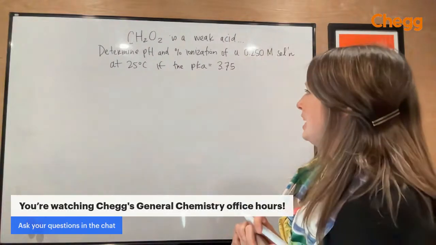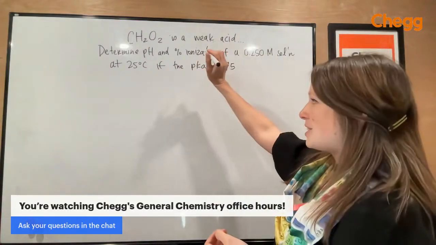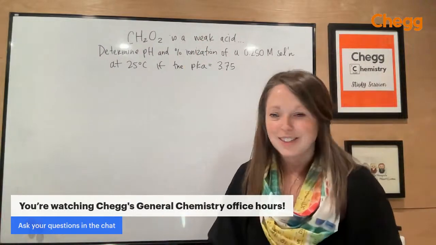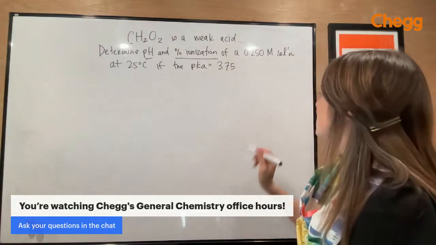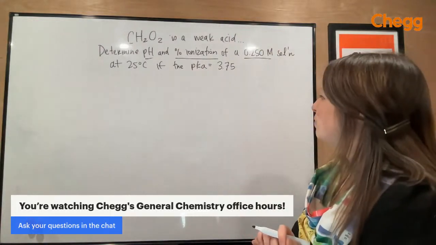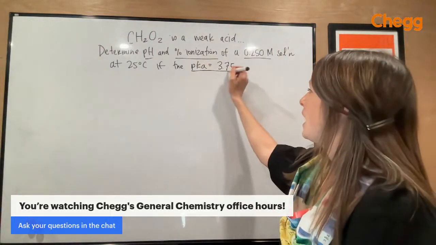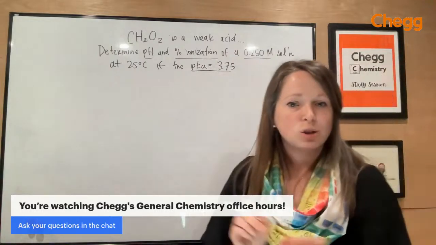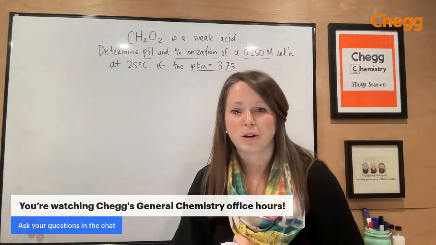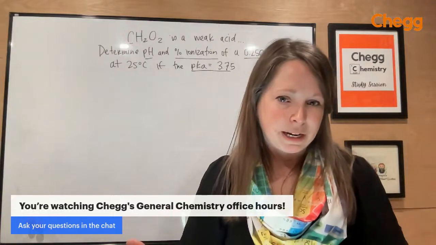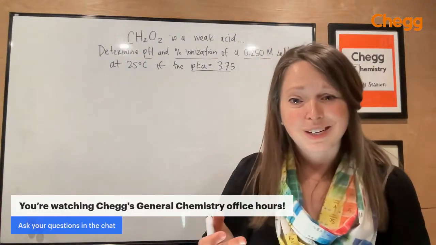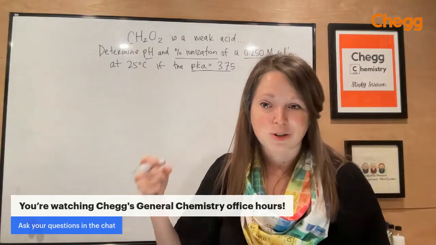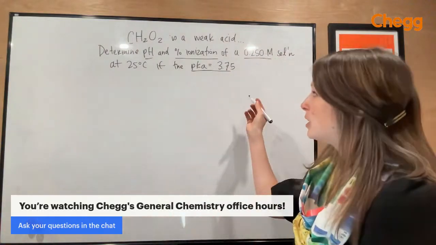Okay, so looking at this, we know it's a weak acid because it's not one of the 7 strong acids that you have to memorize. We want to determine both the pH and the percent ionization of a 0.250 molar solution if the pKa is 3.75. So first thing you want to do is start with that equation. This is true for any topic in chemistry, whether you're looking at stoichiometry or gases or acid-base chemistry. Start with the equation and make sure it's balanced.